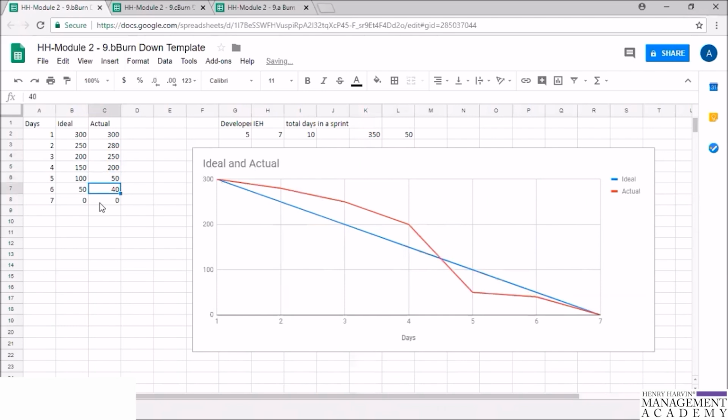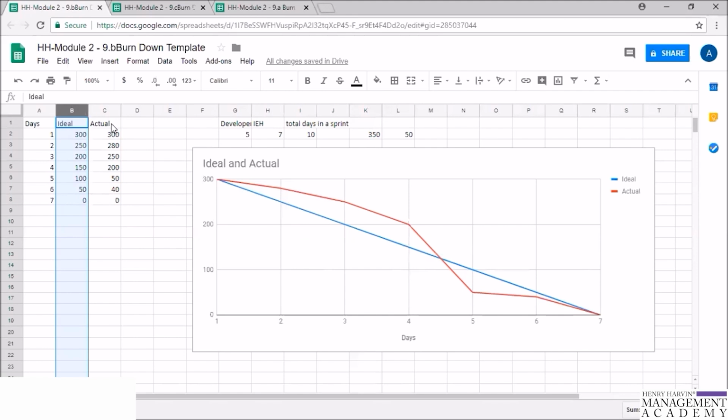So now see, you can see how this graph is changing, and on the basis of this you can decide what is the actual and what is the ideal scenario, what is happening with your team. So keep on updating the actual and define the ideal based on the number of days in the sprint, the number of people who are working, and the IEH, the ideal engineering hours you have decided for your team. So this is a basic simple chart that can be prepared on the remaining work.